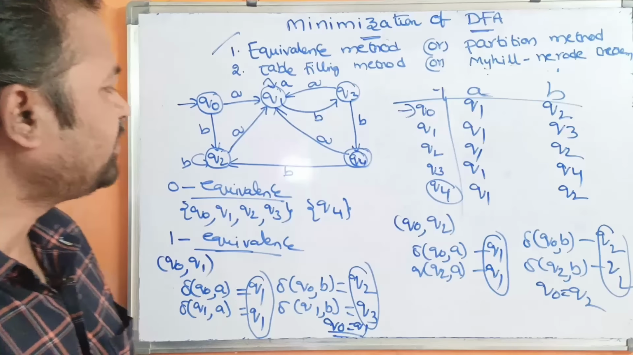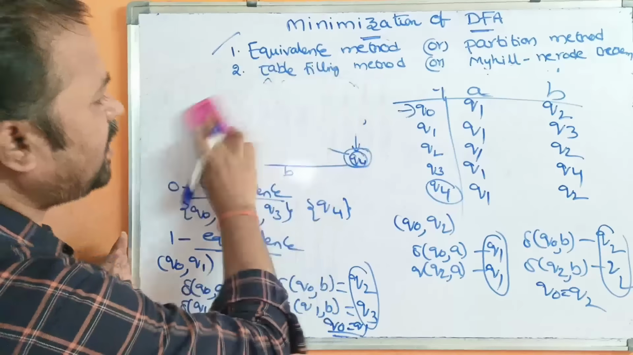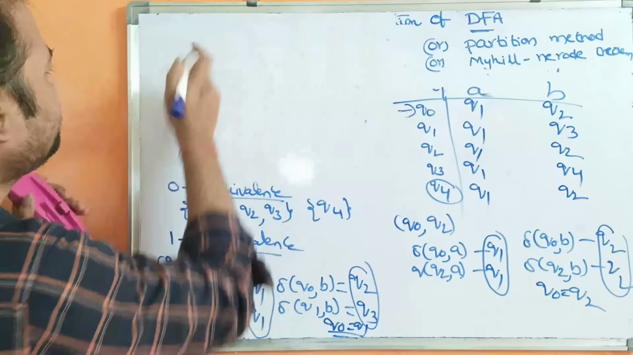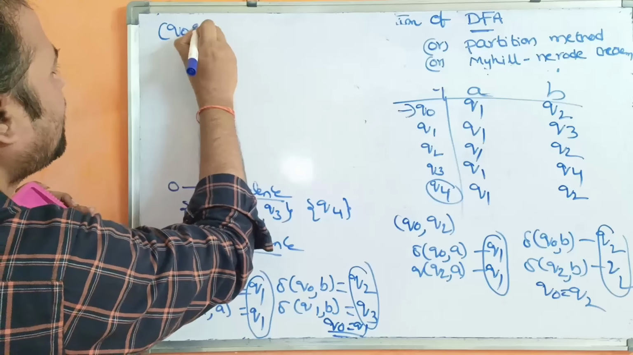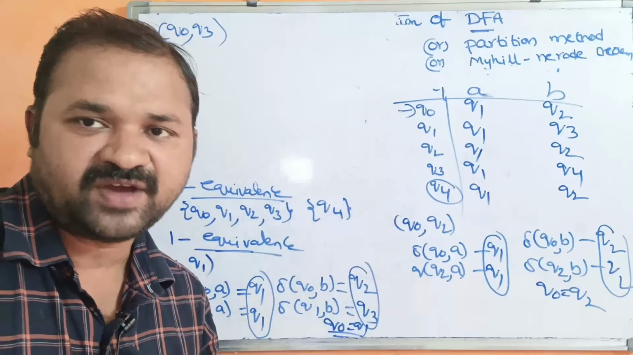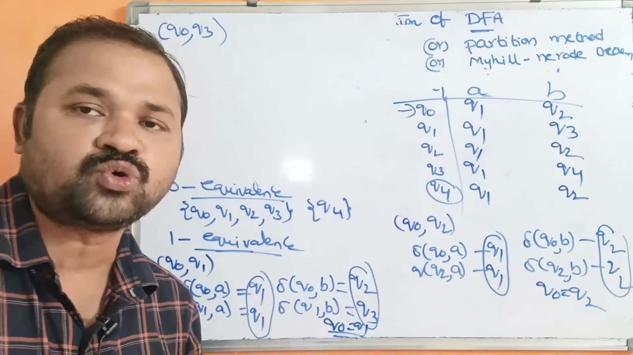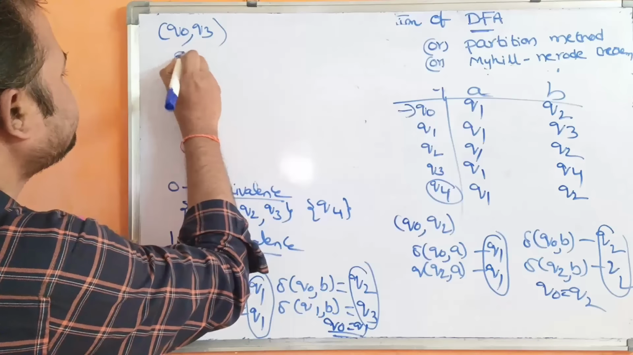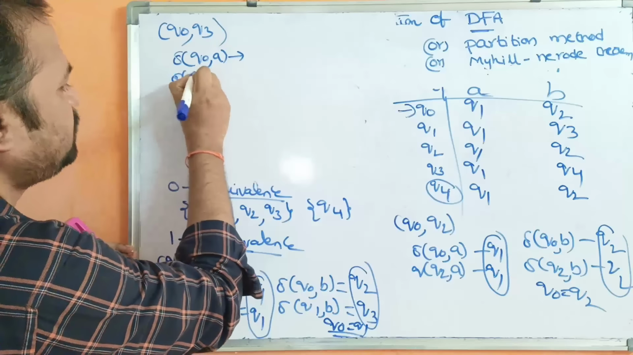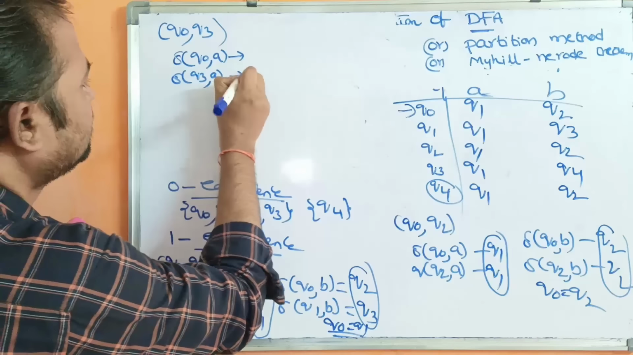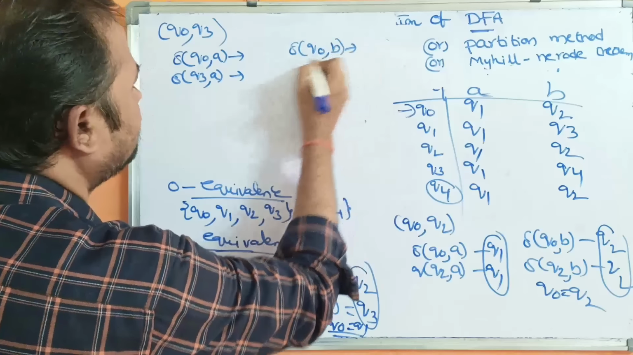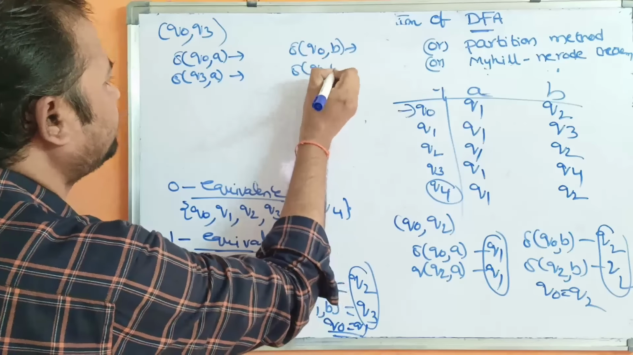Now we have to compare Q0 and Q3. For space constraints, I am erasing this portion. So now let us compare Q0 with Q3, or we can compare Q1 with Q3 or Q2 with Q3. Why? Because Q0, Q1 and Q2 are equal only. Okay, so let us calculate delta of Q0 comma A, next delta of Q3 comma A, next delta of Q0 comma B, next delta of Q3 comma B.